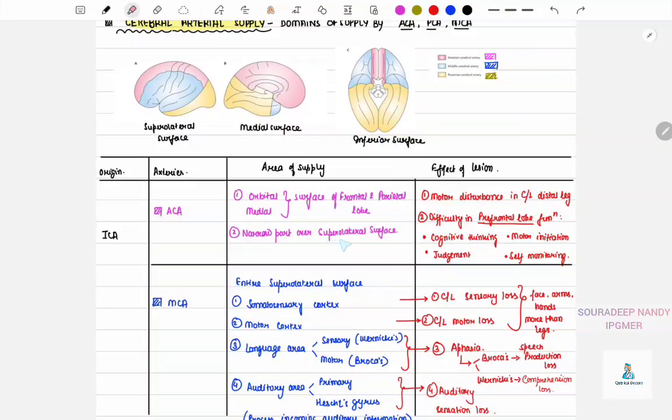And it also supplies the narrow part over the superolateral surface. According to the motor homunculus, the narrow part of the superolateral surface there is the representation of the distal limb structures. So there will be motor disturbance in contralateral distal limb structures, that is the lower limb structures.